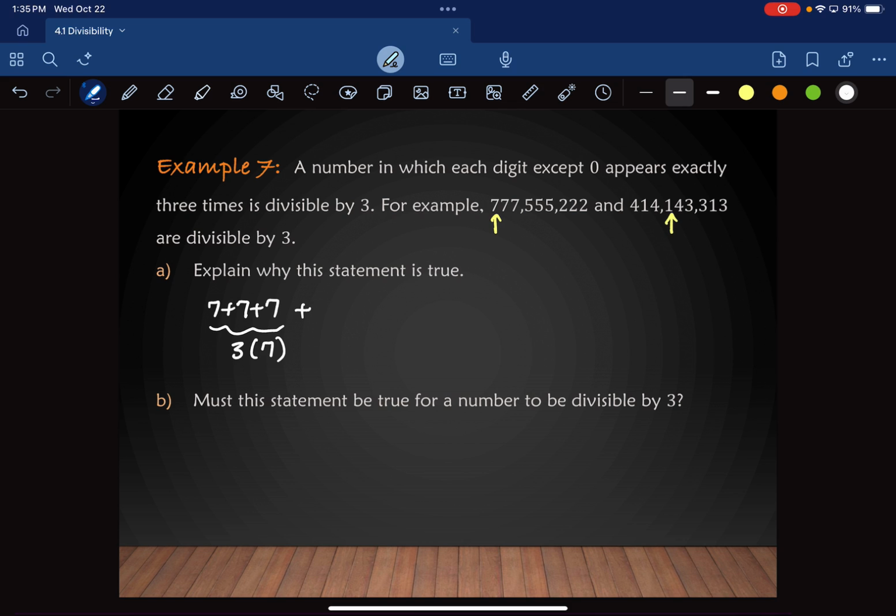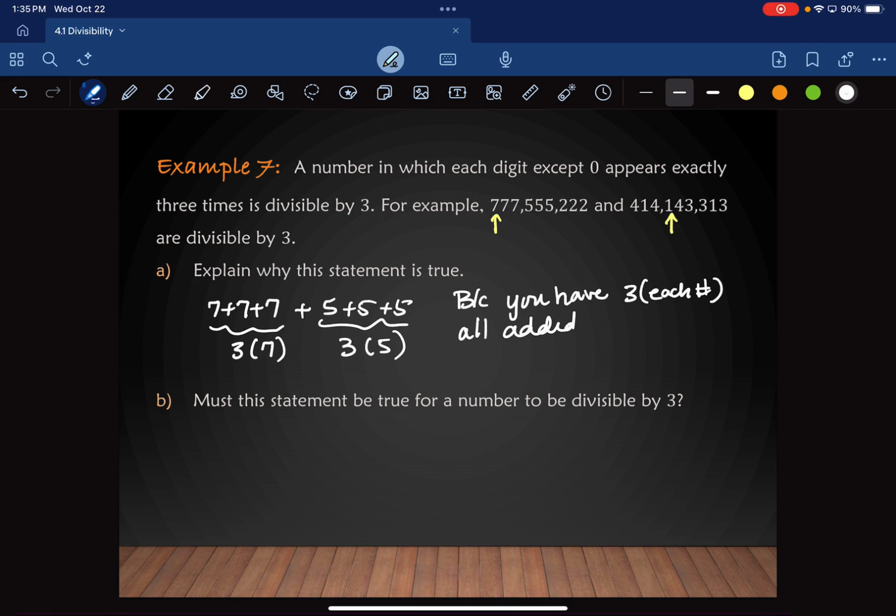And then I had 5s next. There's 3 5s, right? So everything has 3 of them in there. So when I add them all together, there's 3 of everything. It's going to divide by 3. So let's write that down in words. Because you have 3 times each number, all added up. The sum is also divisible by 3.